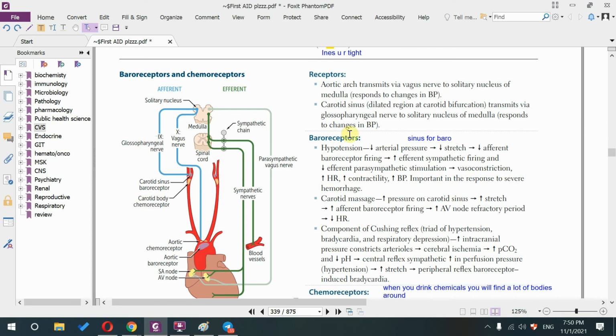Okay. And where does it take the info? Like always, to the medulla. Where exactly in the medulla? Like always, to the solitary nucleus.